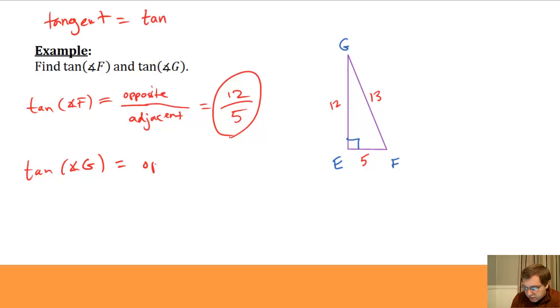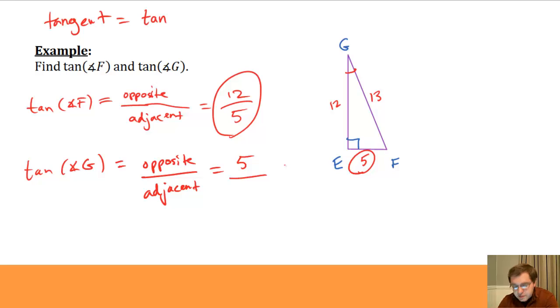Okay, what's the tangent of angle G? Well, again, tangent is opposite over adjacent. Which leg is opposite angle G? Angle G is up here. Opposite it is the 5. So that goes on the top. What leg is adjacent to angle G? Well, what's next to angle G that's a leg? That's 12. And that goes on the bottom.